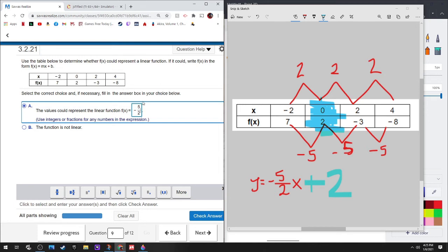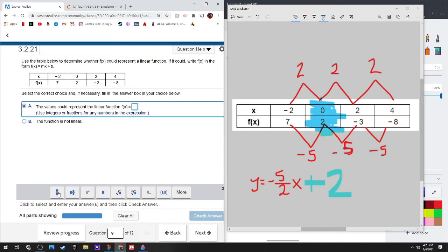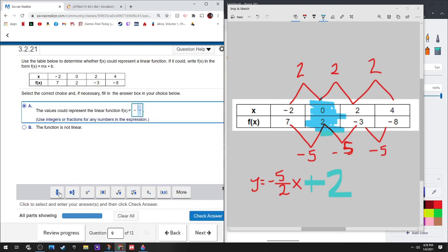So I wrote negative, and then I typed 5, and then I typed divided by 2. It just did it for me. You can also use a little fraction-y thing here. So I type negative, and then click the fraction-y thing, 5, 2. Hopefully you figured that out by this point in the year.